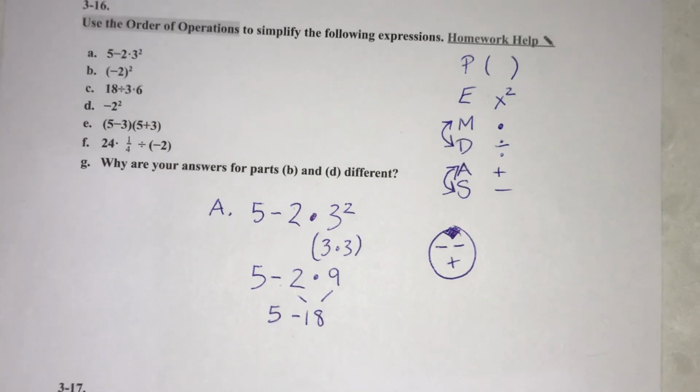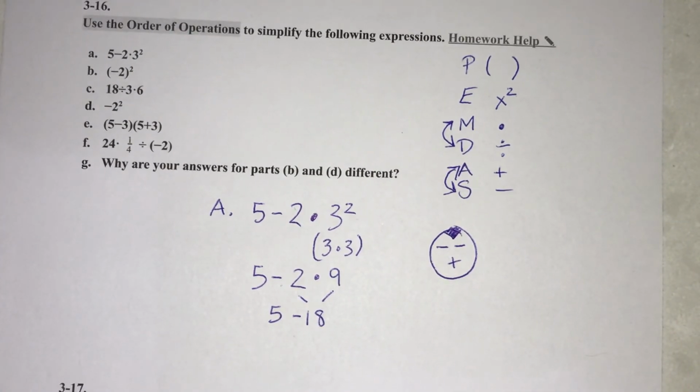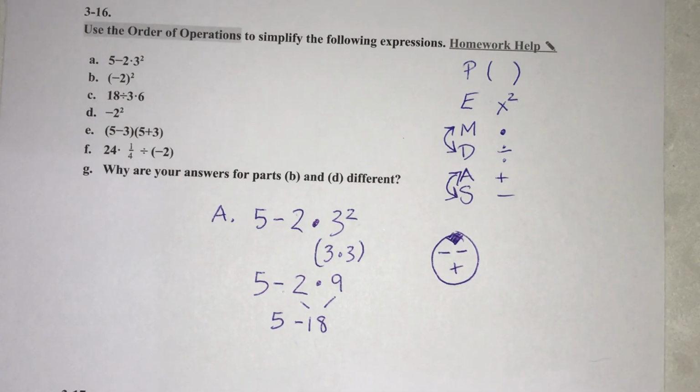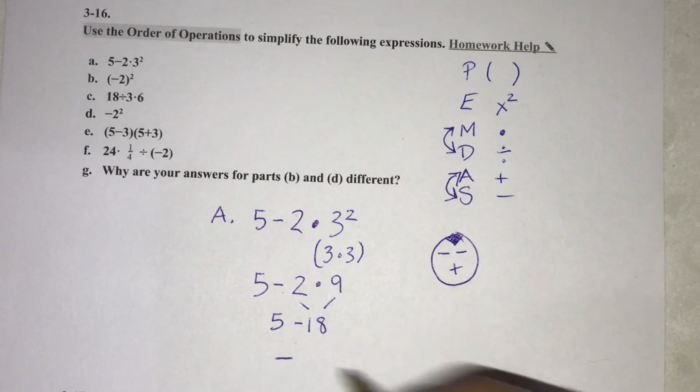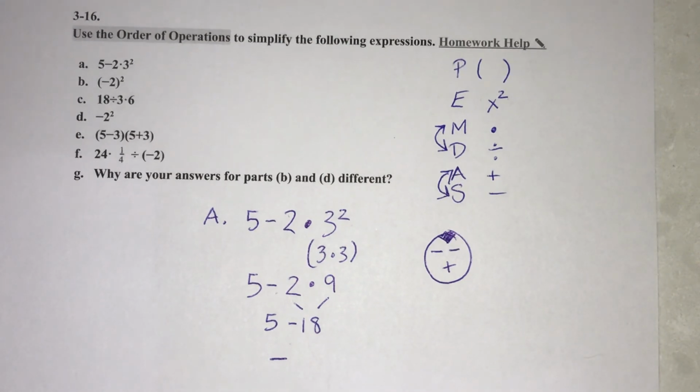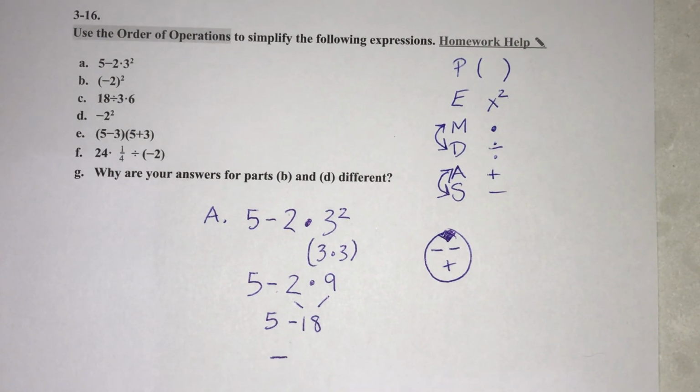Now I have 5 subtract 18, or we could look at it as 5 positives and 18 negatives. So what do we have more of, positives or negatives? We definitely have way more negatives, so we know that our answer will be negative. You can do this 2 different ways. You can write out 5 positives and 18 negatives and make 0 pairs and do it that way. It's a little bit longer and more effort, but it'll get you to the answer.